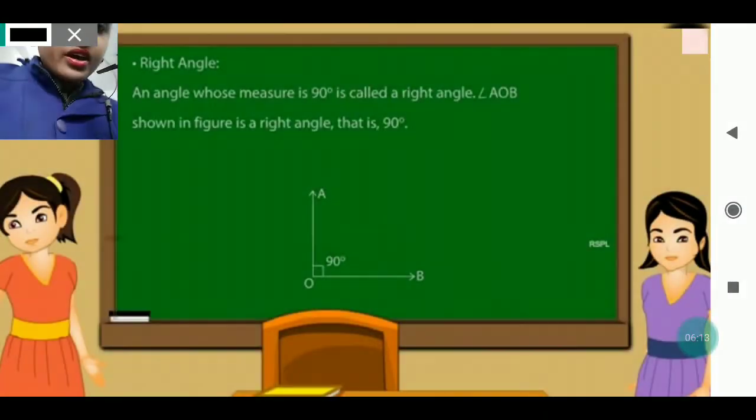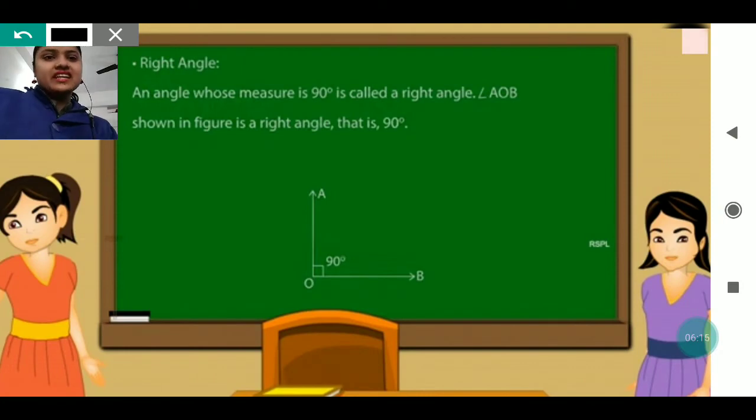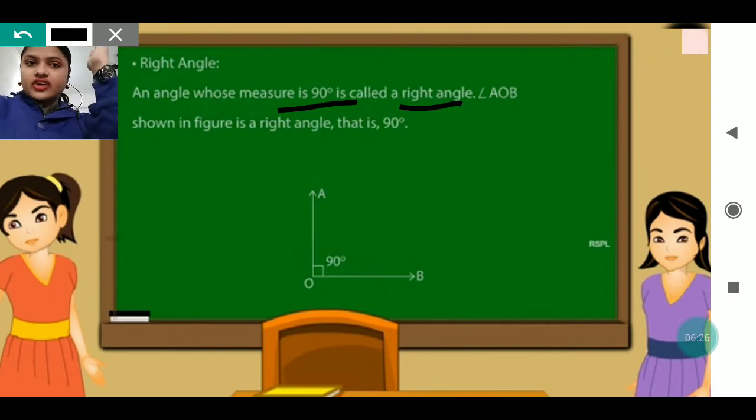In the same way, now we have the right angle. An angle whose measure is exactly 90 degrees. It's exactly 90 degrees. It is called a right angle. Like you can see, it is a straight angle. Okay, it is a straight angle.